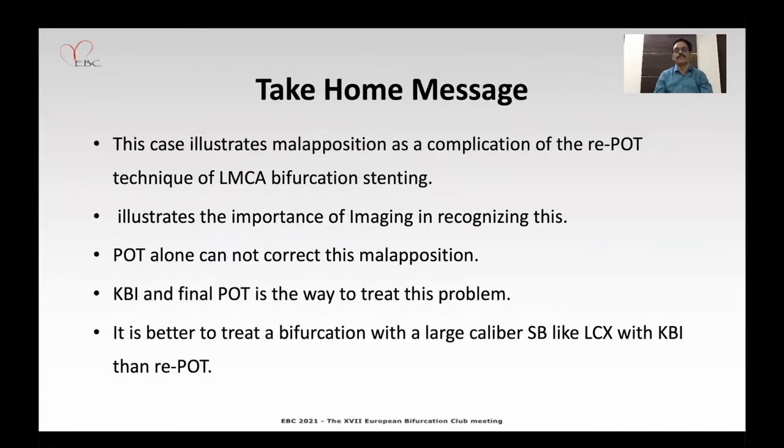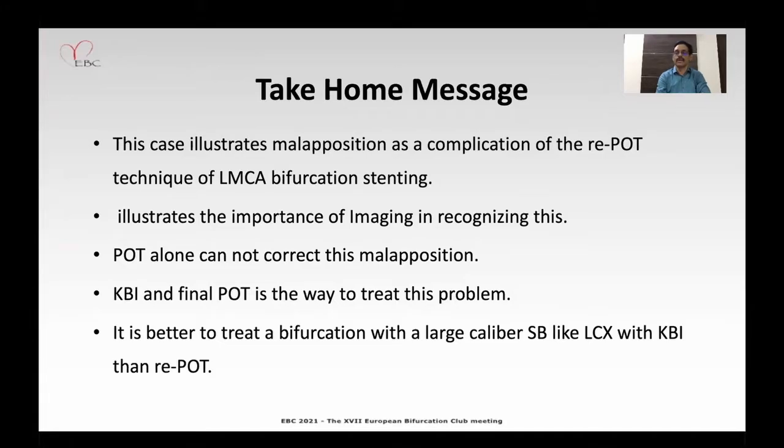So the take home message is that malopposition is a real complication following RePOT, and the uniqueness of the malopposition is that it is not confined to the proximal main vessel, but it will go well into the distal main vessel, and it cannot be corrected by near POT. The ideal way to correct this would be kissing followed by POT.